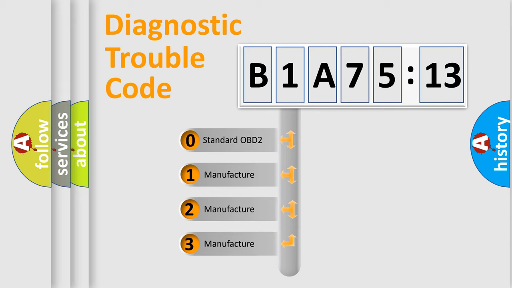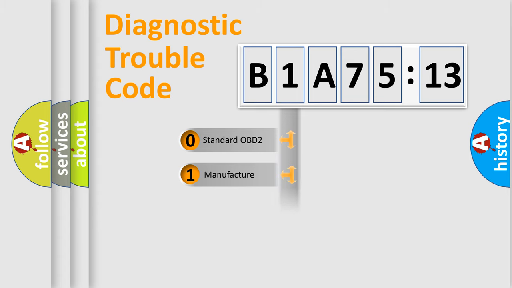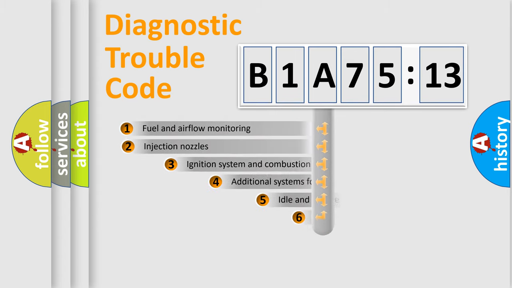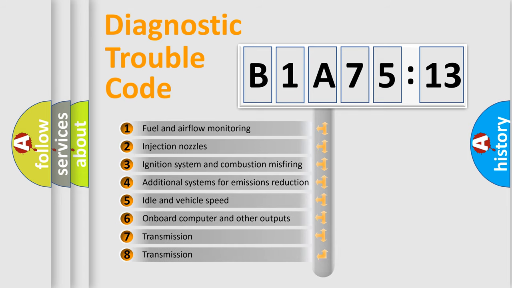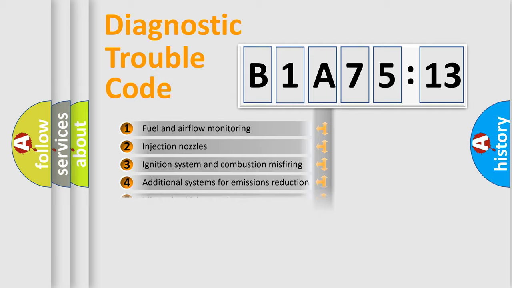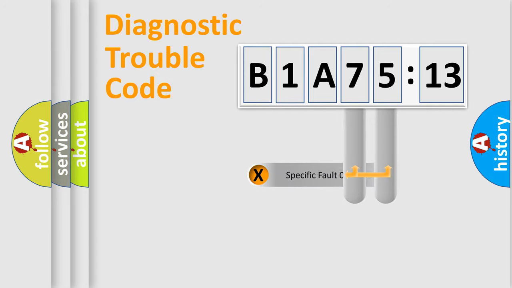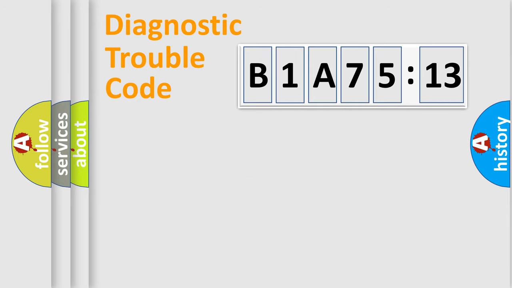If the second character is expressed as zero, it is a standardized error. In the case of the numbers 1, 2, 3, it is a more manufacturer-specific expression of the car-specific error. The third character specifies a subset of errors. The distribution shown is valid only for the standardized DTC code. Only the last two characters define the specific fault of the group.